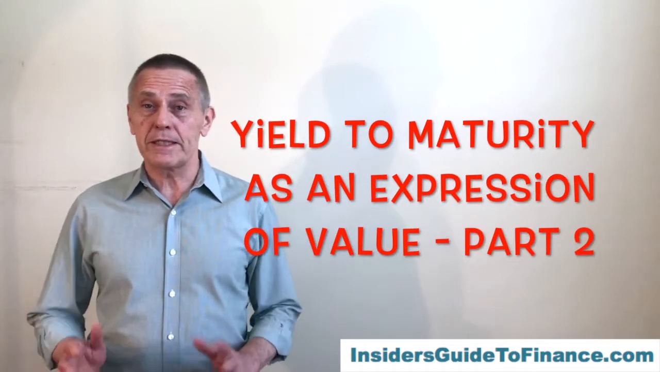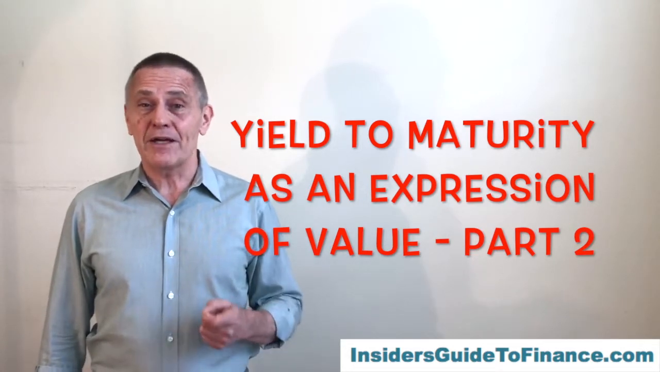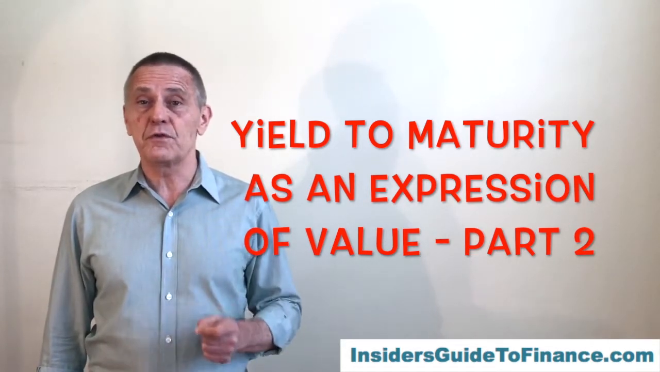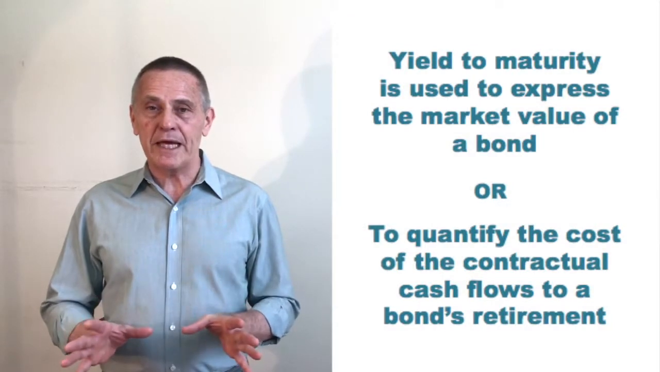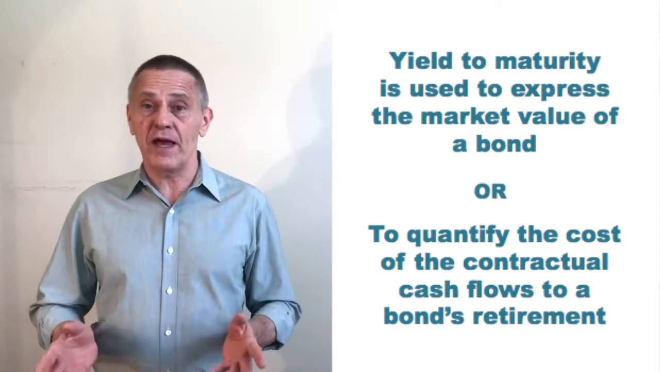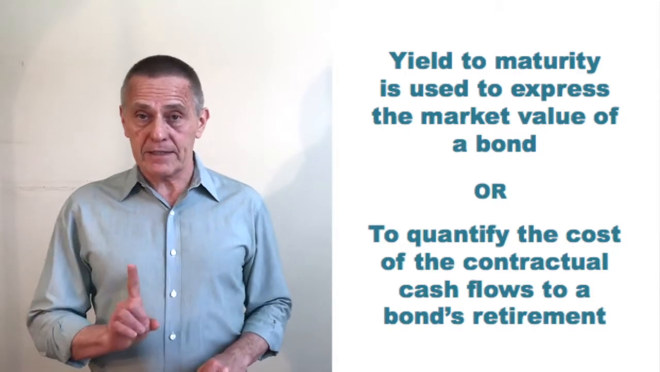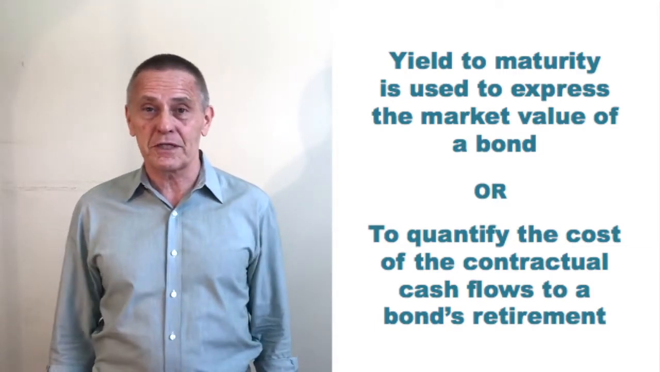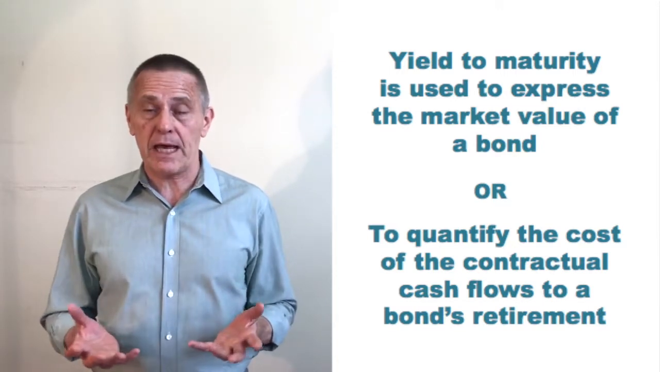InsidersGuideToFinance.com with the second of a series of videos on interpreting yield to maturity as a measure of market value, or alternatively, as a quantification of the cost of the future contractual cash flows on a bond. In the first video of the series, I focused on trying to explain how yield to maturity could be interpreted as an expression of value or cost of future cash flows. But I looked at it in the context of a single cash flow investment security because I wanted to describe this interpretation of yield in the simplest context possible.